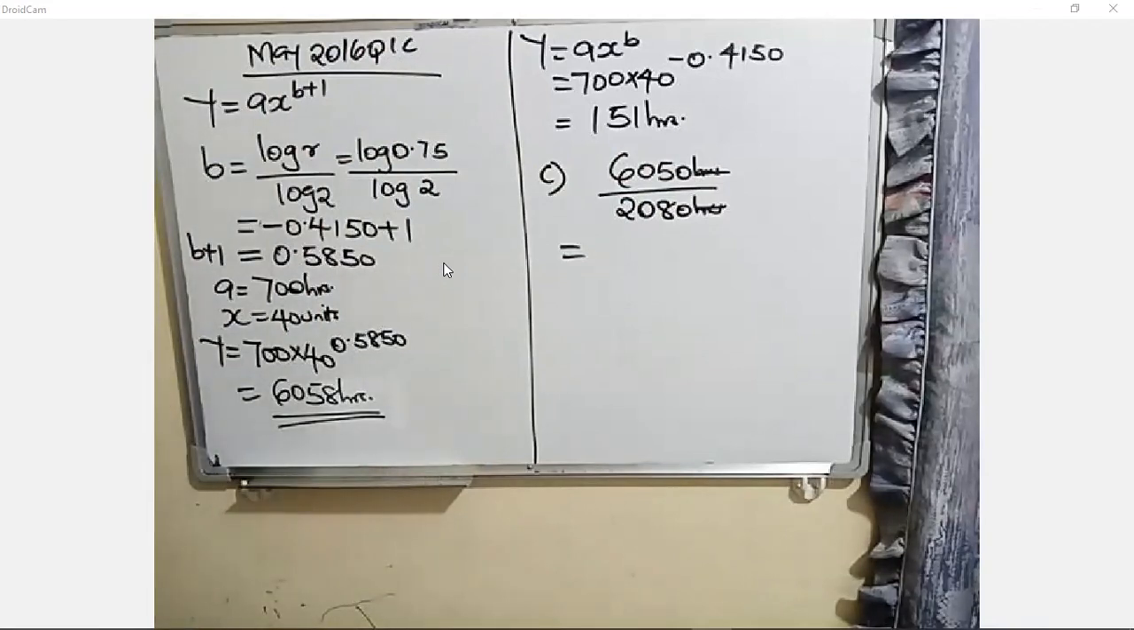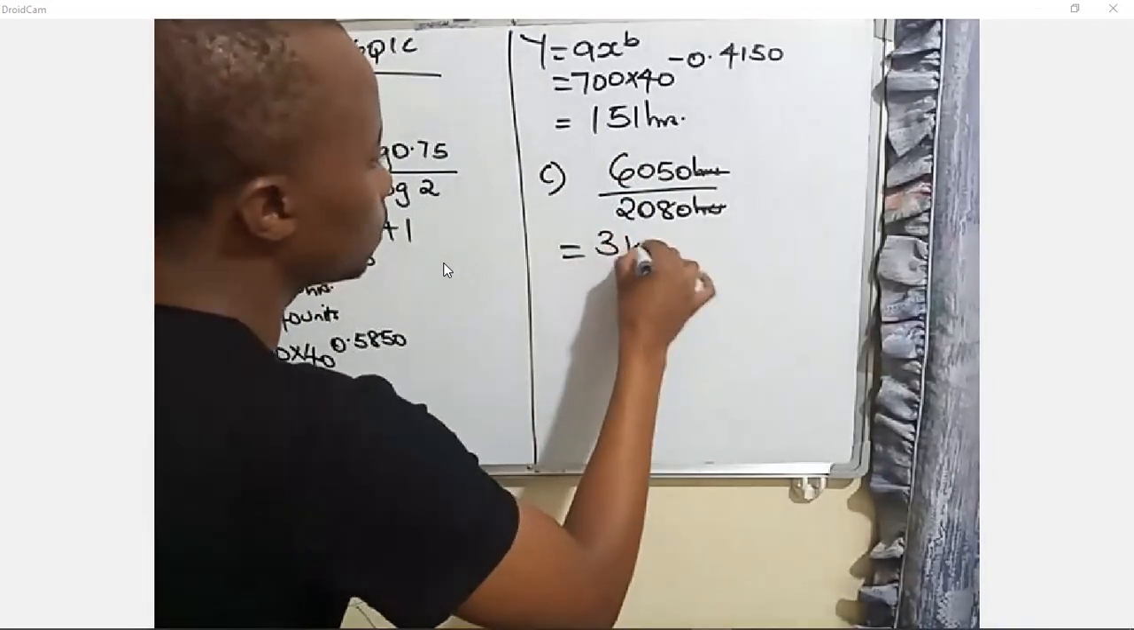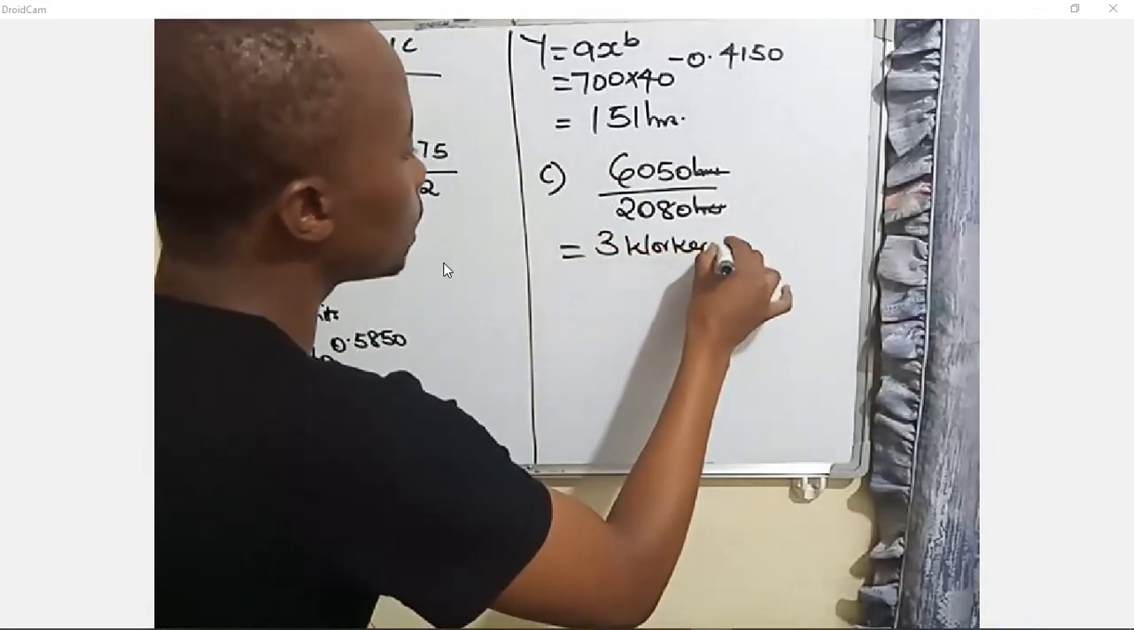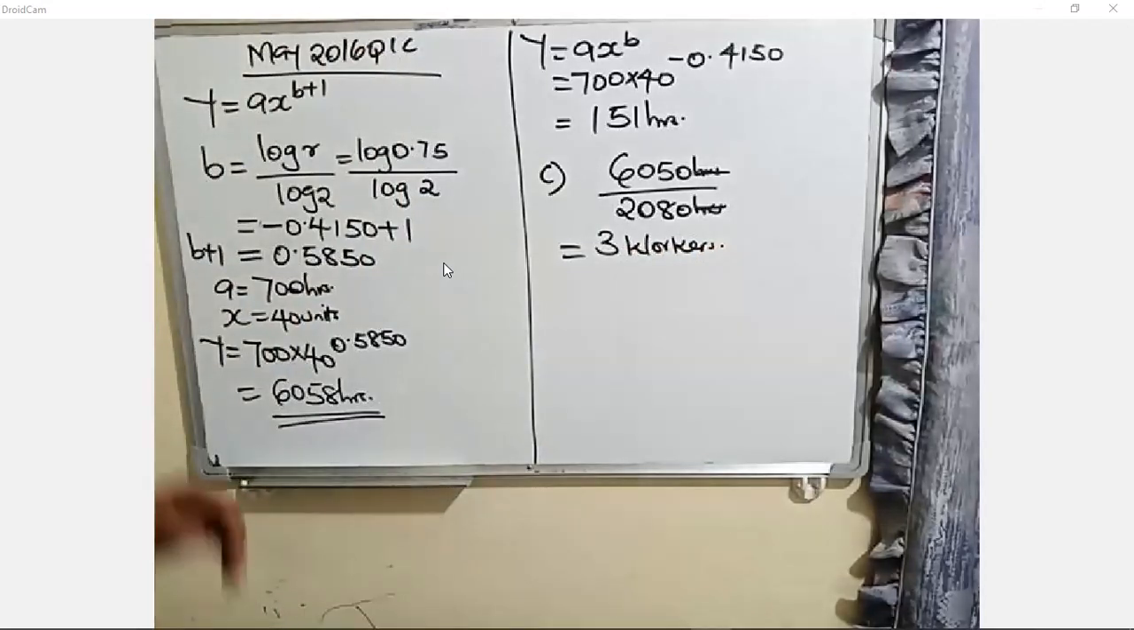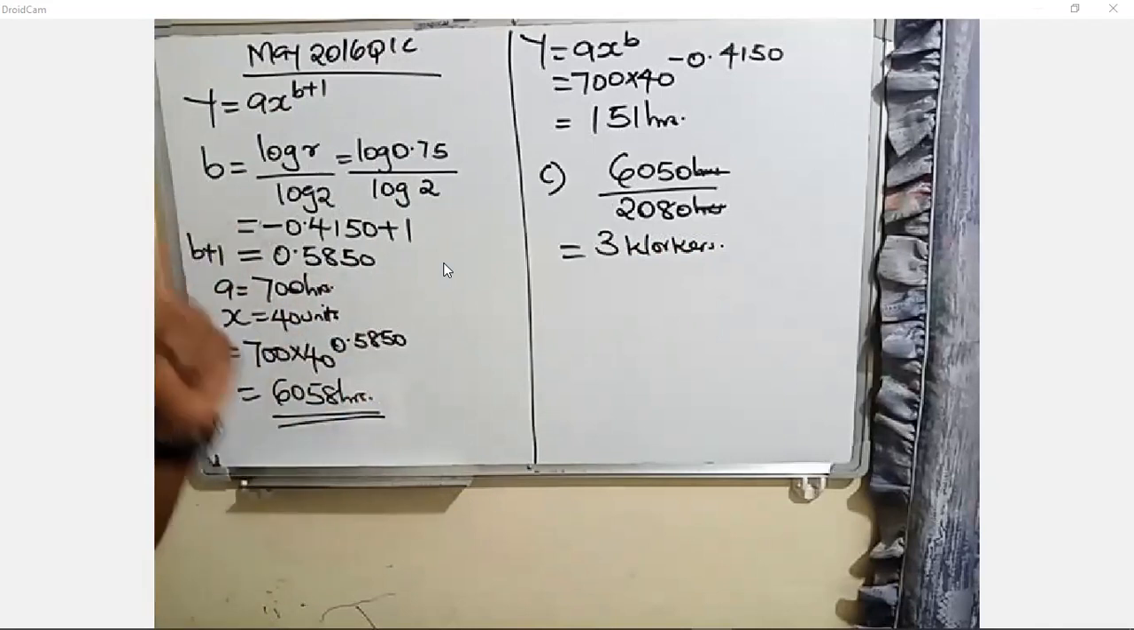How many workers? The workers should be 3. Thank you. You can see how the learning curve is very simple. That is how simple it is. But looking at the questions from where we started, they are not similar. They are very different questions.